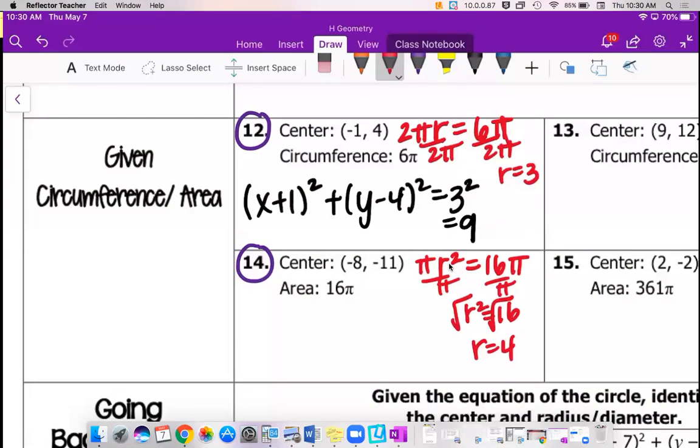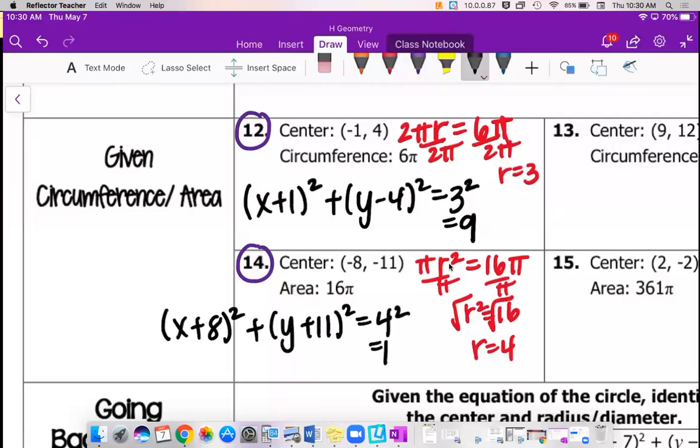So you have your radius is 4 and you have your center. So you're good to write your equation. So this becomes x plus 8 squared. Remember, we're switching the signs. Y plus 11 squared equals 4 squared, or 16. However you want to write it.